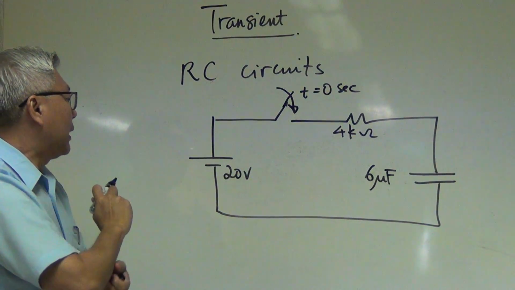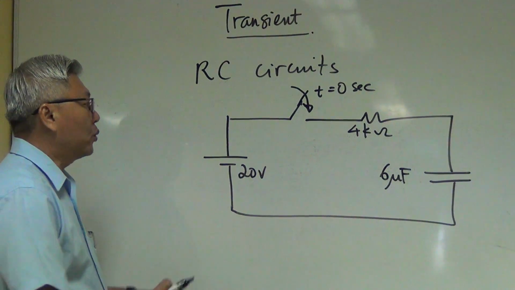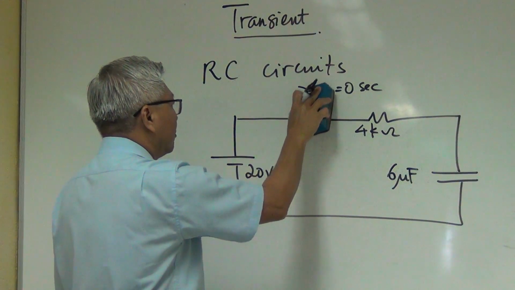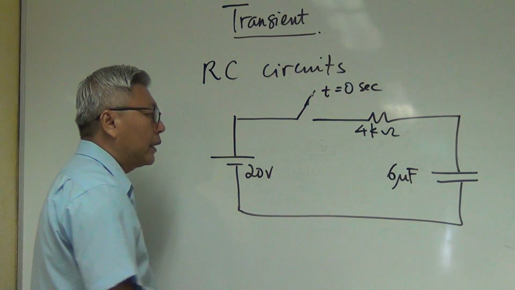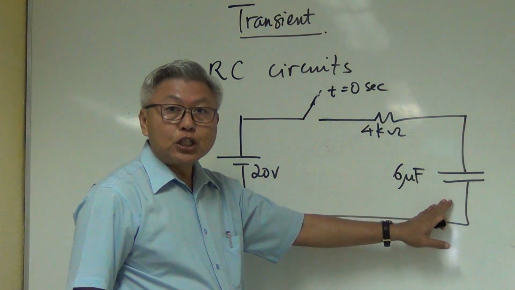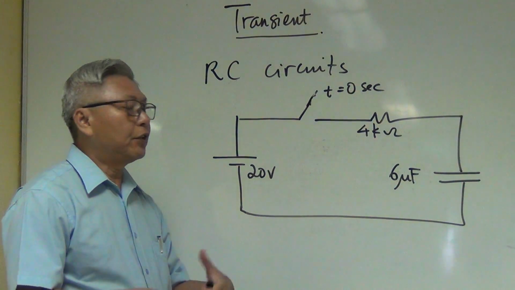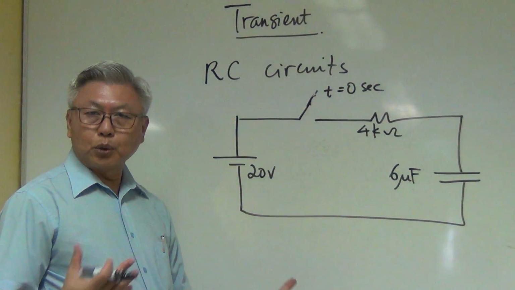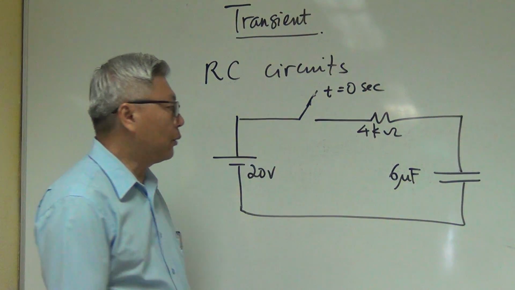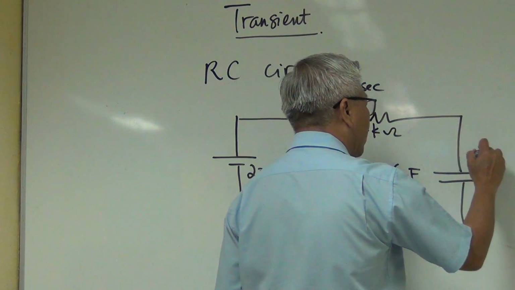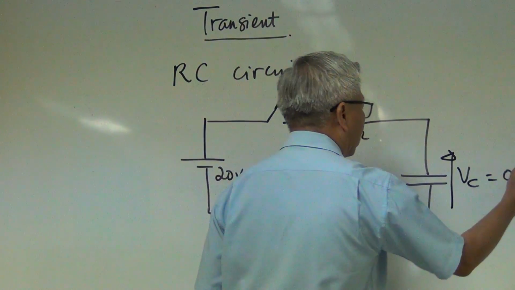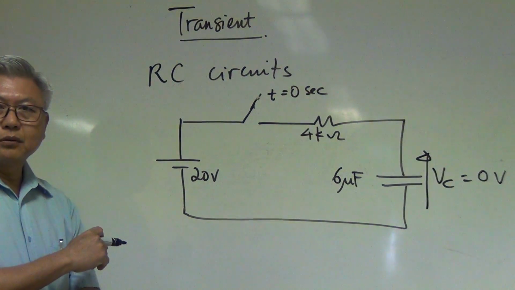Okay, alright. Now, before the switch is closed, actually it was open, and the capacitor was initially uncharged. In other words, it's just like your handphone battery that you have used for the whole day long, and now there's no more battery. You don't do anything with it. So the voltage across the capacitor is equal to 0 volt.